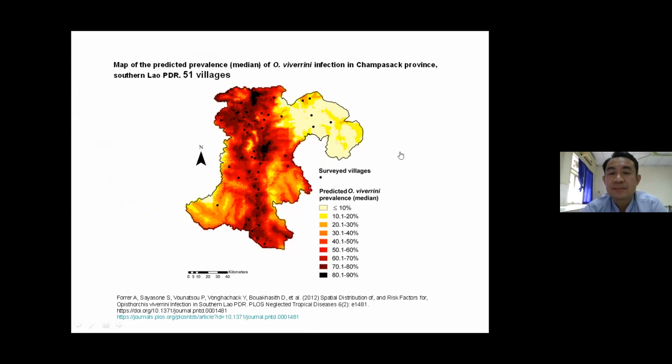And this is the research group from Switzerland and Laos. We produced a map of predicted prevalence for OV infection only in Champasak province, in 51 villages. But this is a community study, not only primary school children. We can see that in general many colors belong to the high infection rate. The white one is less than 10% prevalence, but almost all of it is red in Champasak province.